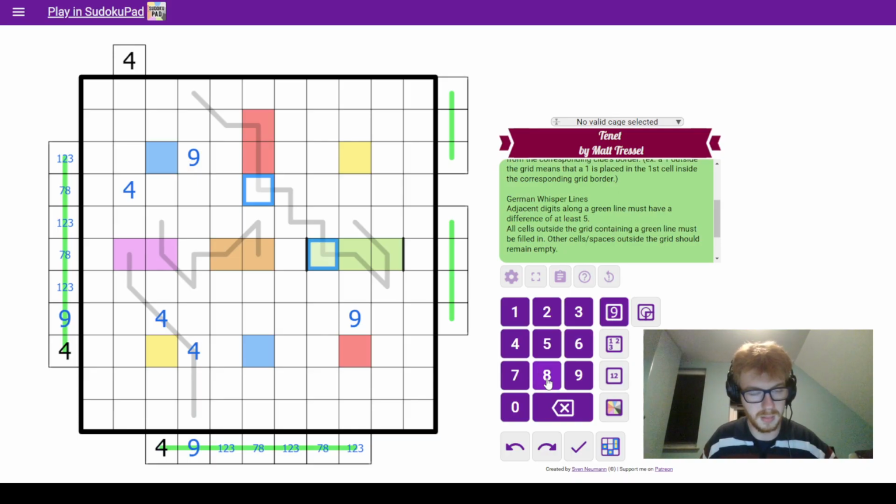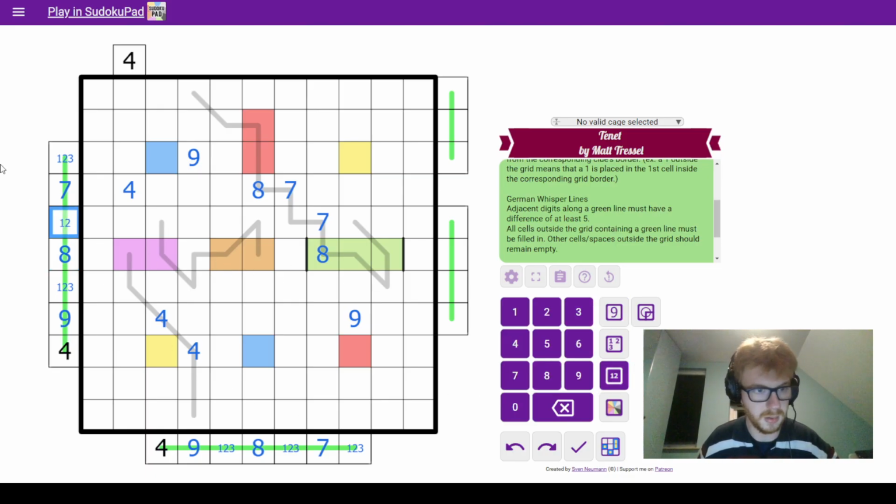Yeah, that's just true. Oh, and that forces that to be a 7. 7, 1, 2, 3, 4, 5, 6, 7. Making that a 7. Well, yeah, because it cannot be an 8 there. So that's a 7. That's an 8. And then that must be a 7, and that must be an 8.